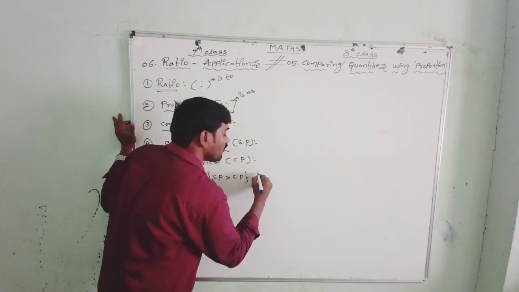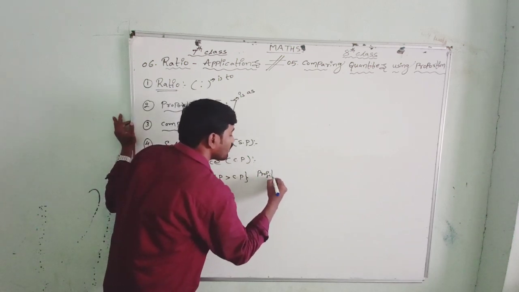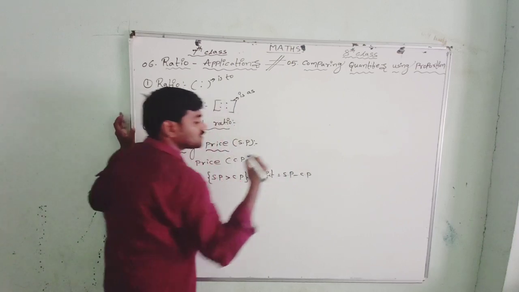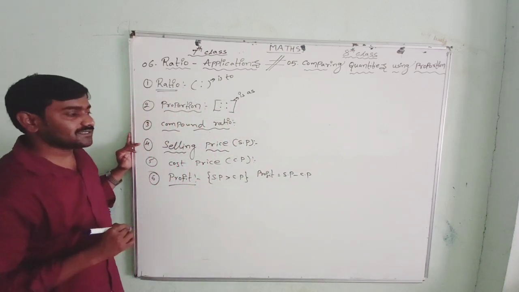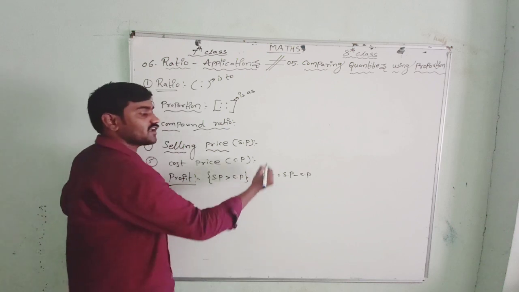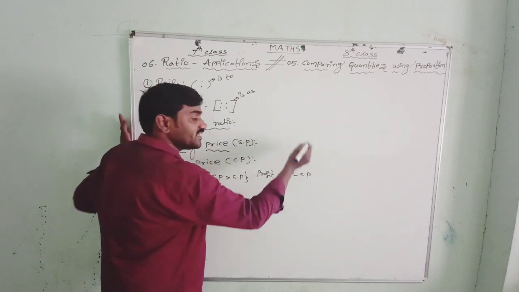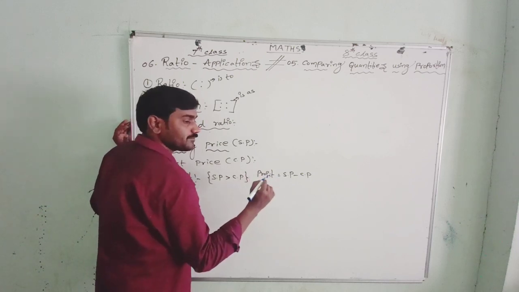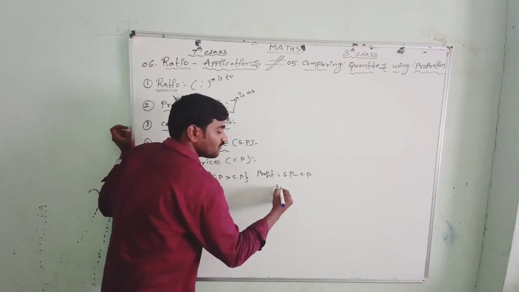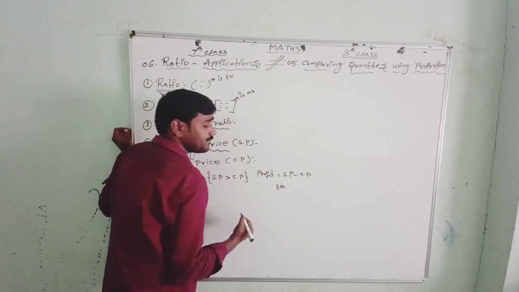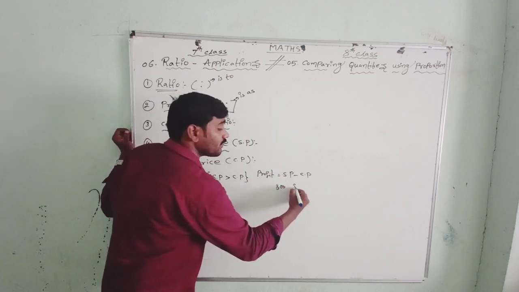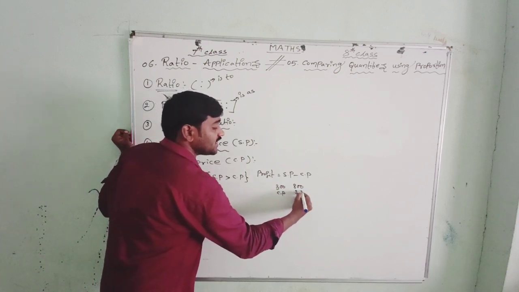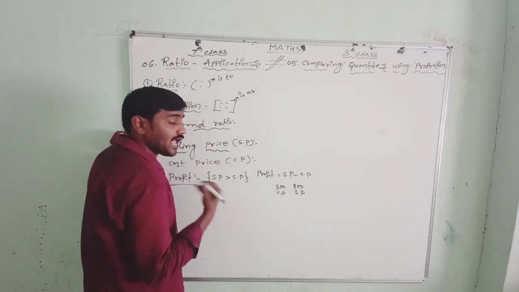That means profit. The profit formula is selling price minus cost price. The selling price should be more, cost price should be less, then they are in profit. Suppose I have purchased this shirt for 300 and I sold it for 800. Cost price is 300, selling price is 800. Then I am in profit.